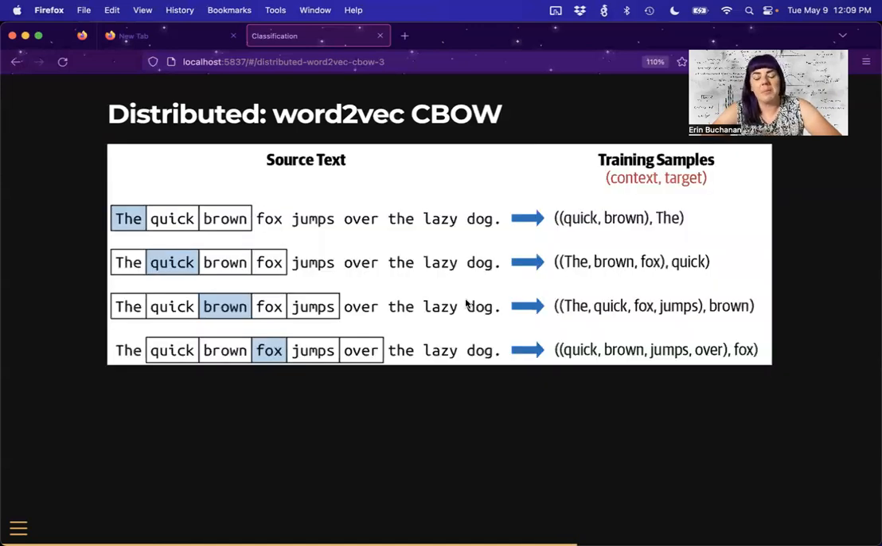And so here's a more written out example of how that works. Because it doesn't have any words before it, you get quick brown and the target word is the. You get the brown fox predicts quick, the quick fox jumps predicts brown, etc. Okay. So we end up with a bunch of examples.